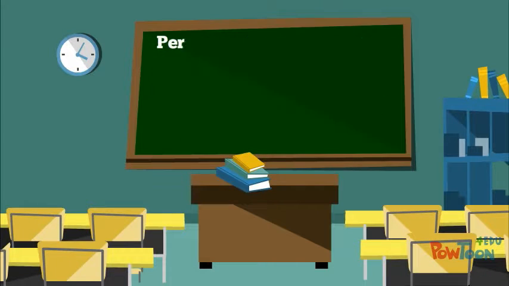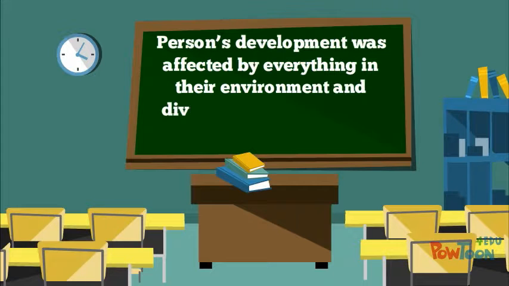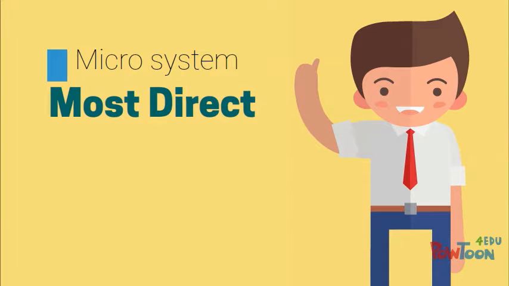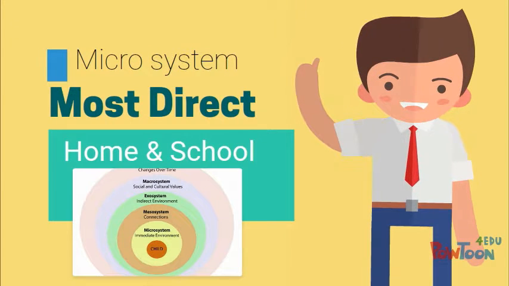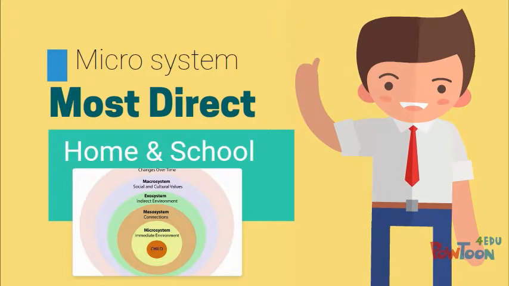He believed that a person's development was affected by everything in their environment, and divided that environment into 5 different levels. The first level, the microsystem, is the system closest to the person and the one in which they have direct contact with. For example, their home, school, and or daycare environment. Parents, peers, teachers, and caregiver relationships are bidirectional in this environment, meaning your actions towards the people in the system affect how they treat you. This system is the most influential level of the systems.